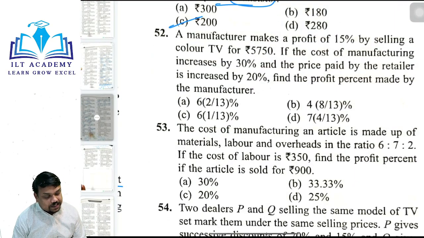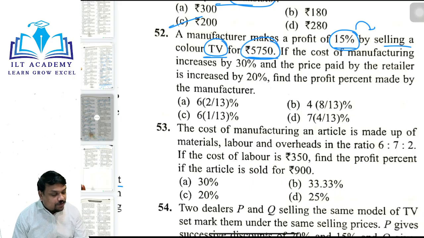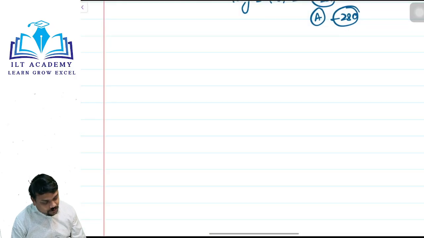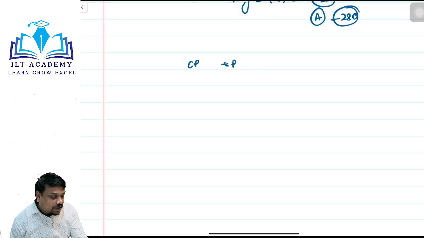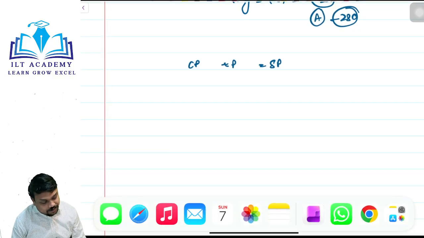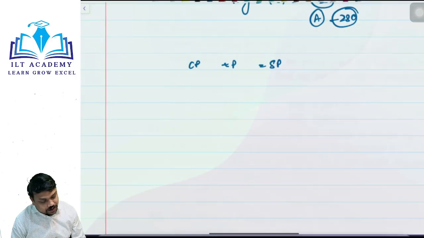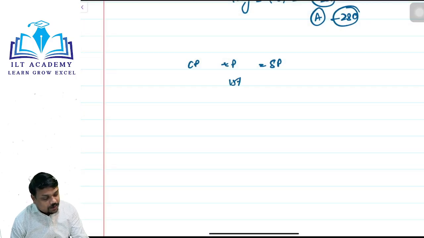See the 52nd one. A manufacturer makes a profit of 15% by selling a color TV for 5,750. If the cost of manufacturing increases by 30% and the price paid by the retailer increases by 20%, find the profit percentage made by the manufacturer. Very simple. Cost price plus profit is equal to selling price. So here the profit percentage is 15%, and the selling price is given as 5,750.